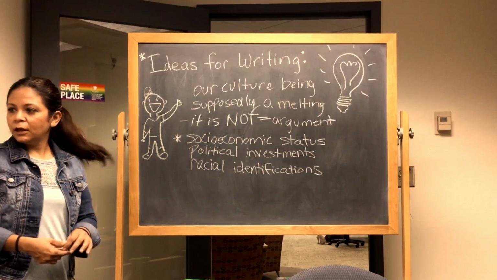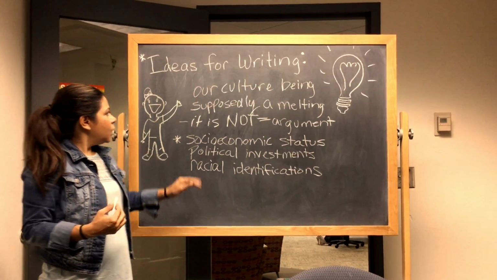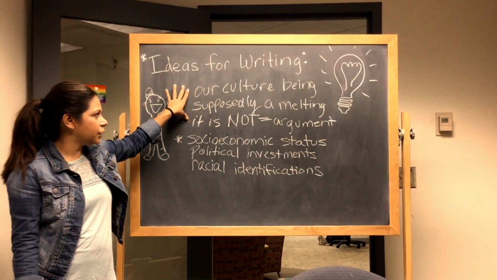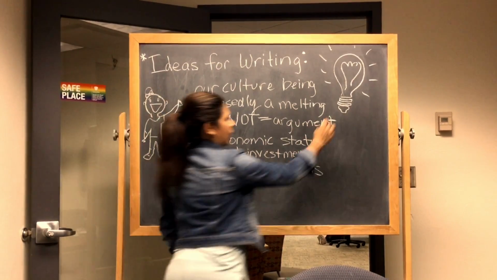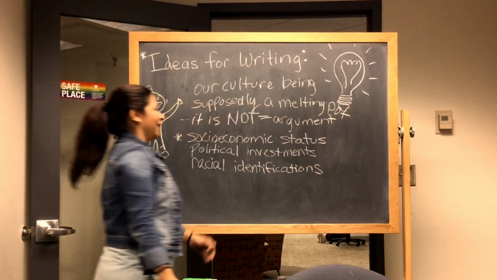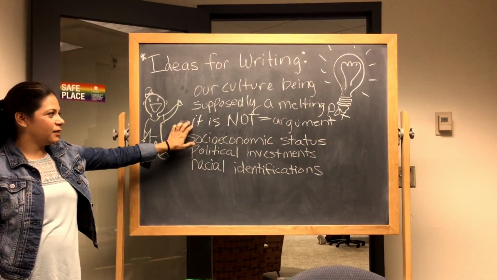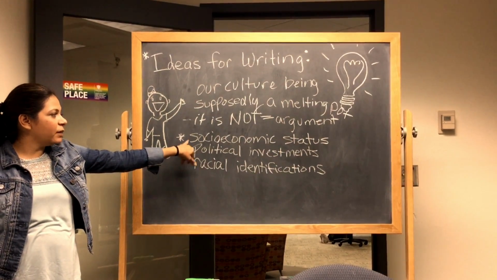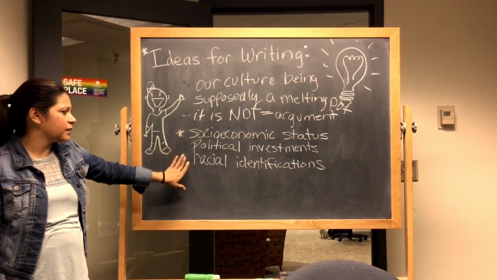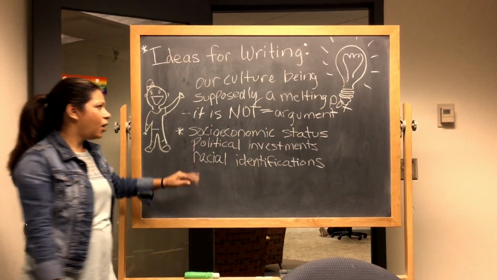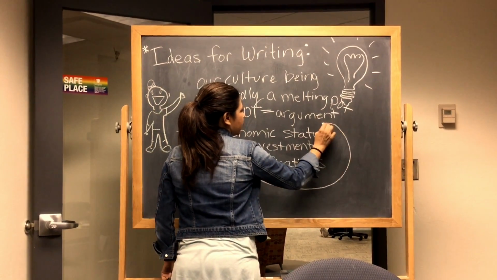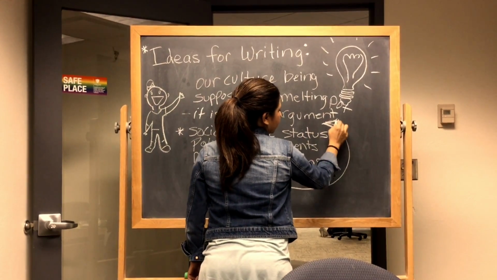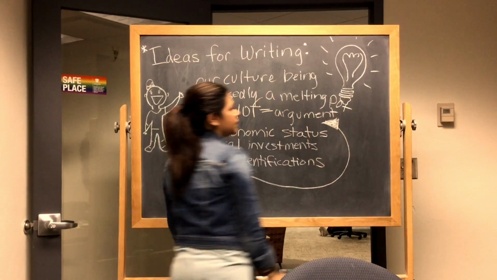Okay, and then, all right, so my claim is going to be that our culture is supposedly not a melting pot. And our argument is going to be supported by discussion about socioeconomic status, political investments, and racial identifications. And it's all going to point towards this idea that our culture is not a melting pot. That's the significance.